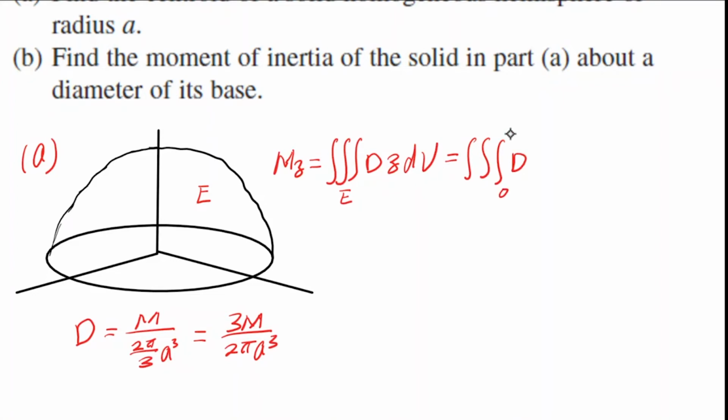Rho from 0 to, we'll say a. This is radius of a. And then phi will vary from 0 to pi over 2, hemisphere, and theta will vary 0 to 2 pi. Did anybody figure out what z is? Oh, come on, people. Rho cosine phi. Rho cosine phi. Okay, and then what's dV then?